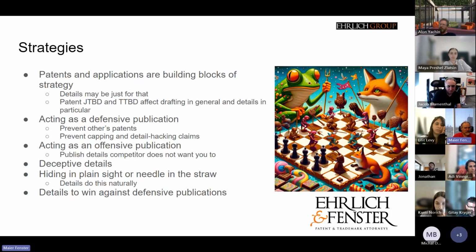But sometimes details are themselves part of the strategy. For example, if you want to have a defensive publication, and I'm giving my definition here, I want to file a patent in order to prevent other people from getting a patent. I have to make sure I have the details which will prevent them from doing that.